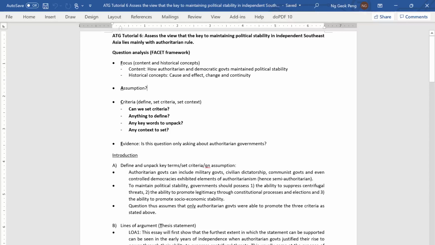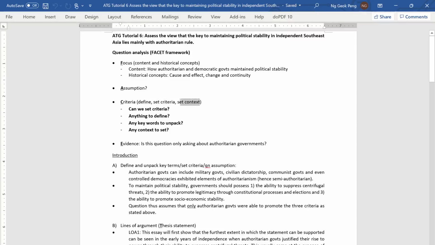Is there an assumption in this question? The question is assess the view. So this shows that there is a view that this question possesses, and so there is an assumption. And the criteria, these are the various things that we can do under criteria. You can define key terms, you can set criteria, you can set context.